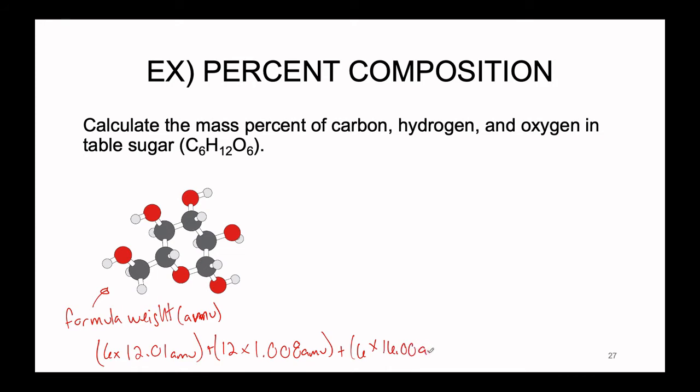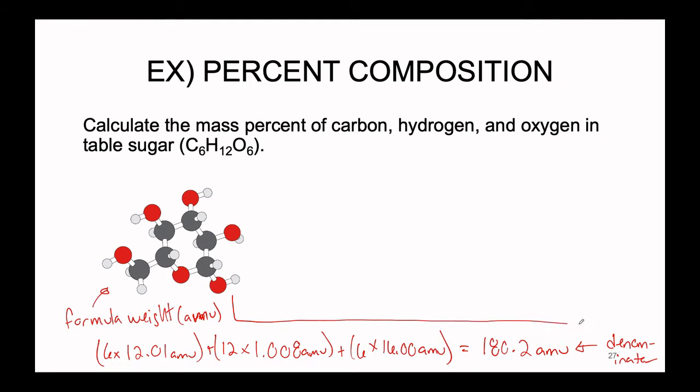And we're going to add that to 6 times the mass of oxygen on the periodic table, which is 16.00 AMU. We crunch these numbers in our calculator, and what we find is that the total mass of our molecule is going to be around 180.2 atomic mass units. So this is going to be what we place in the denominator of each of our mass percent calculations. So I'm just going to block that off down here. And we have all of the rest of the space up here to crunch the numbers for the carbon, the hydrogen, and the oxygen.